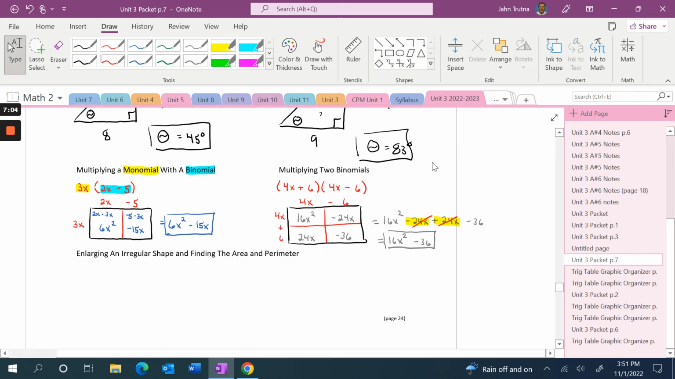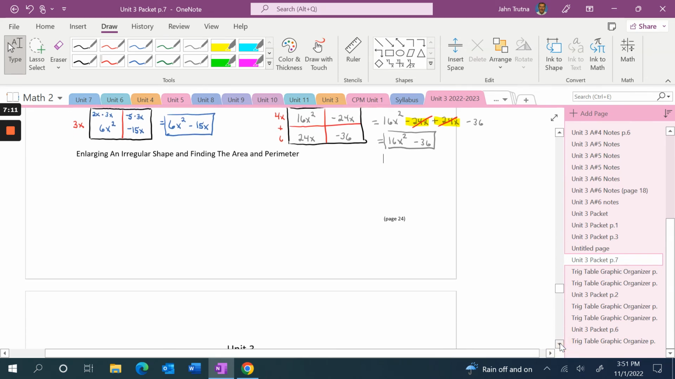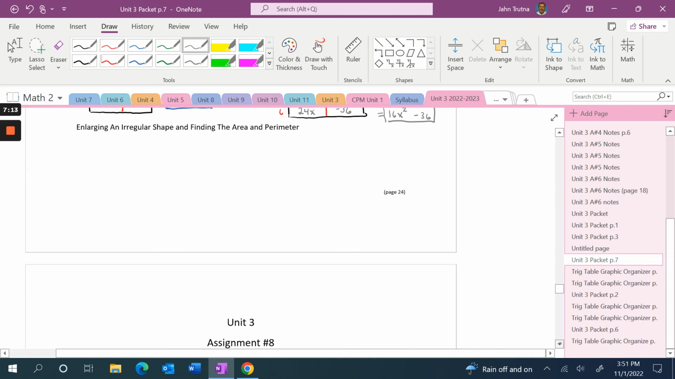Okay, going down to the next part of the notes, and remember, these parts of the notes that we do in the video are always review. So this is information we've done before. So I'm going to enlarge what we call an irregular shape. I'm going to take a shape which is considered an irregular shape. I'm going to enlarge it, and then I'm going to find the area and the perimeter of this irregular shape.